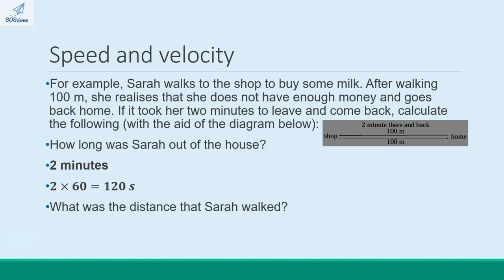What was the distance that Sarah walked? Now remember, distance takes into account the total length traveled. So Sarah walked 100 meters and then another 100 meters. So in total, she walked 200 meters. That is her distance.